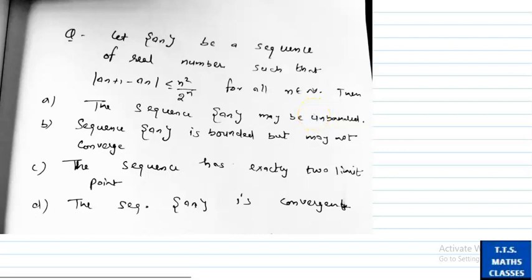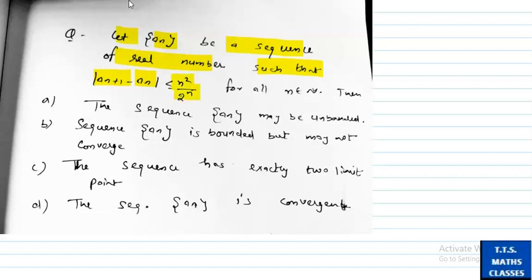So this is the question of the day. Let an be a sequence of real numbers such that mod of an plus 1 minus an is less than or equal to n square upon 2n for all n belonging to natural numbers.